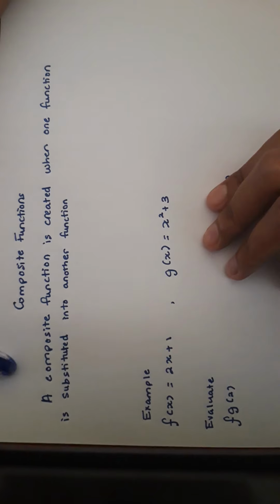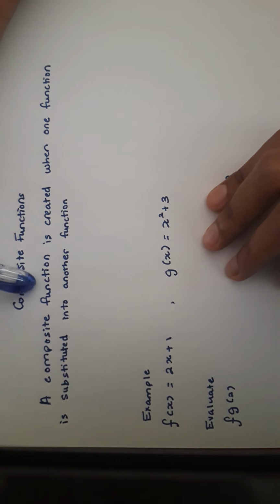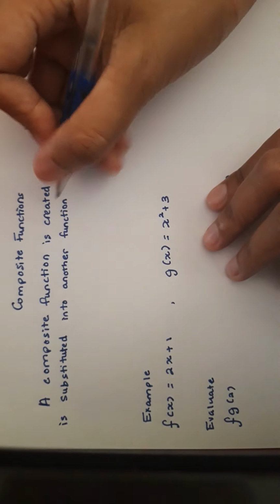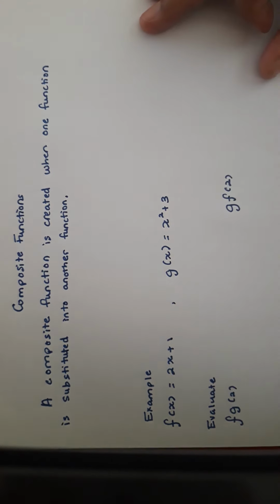And just to start off, we have our little definition. A composite function is created when one function is substituted or placed into another function. Now, this would all make sense once we go into the example.